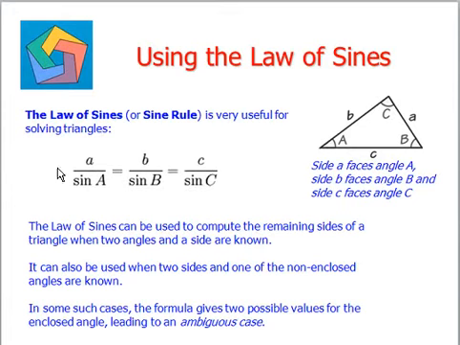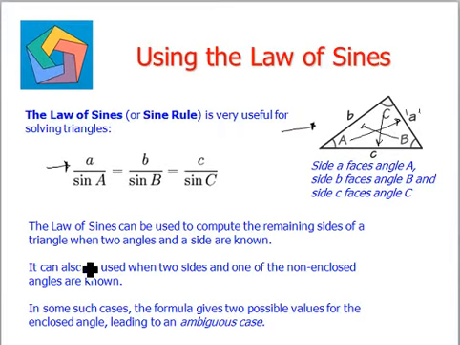stated as a over sine A equals b over sine B equals c over sine of angle C. Let's understand with the help of this triangle given to us. Here the angles are A, B and C. Now side A faces angle A. If we draw a line like this, side length A faces angle A. Similarly, side B faces angle B and side C faces angle C.